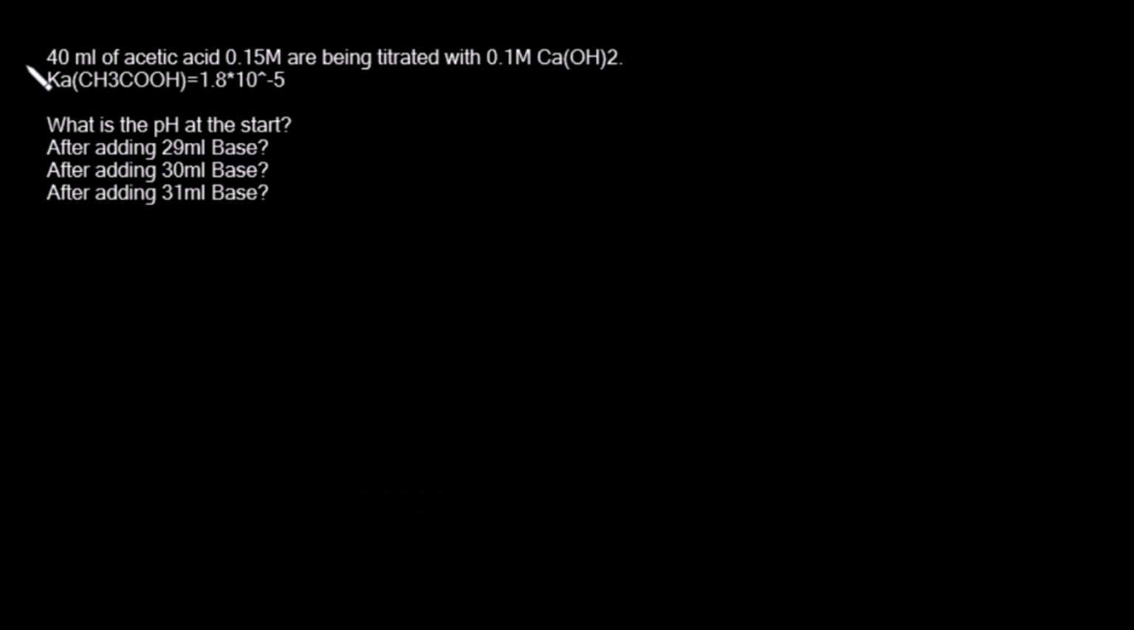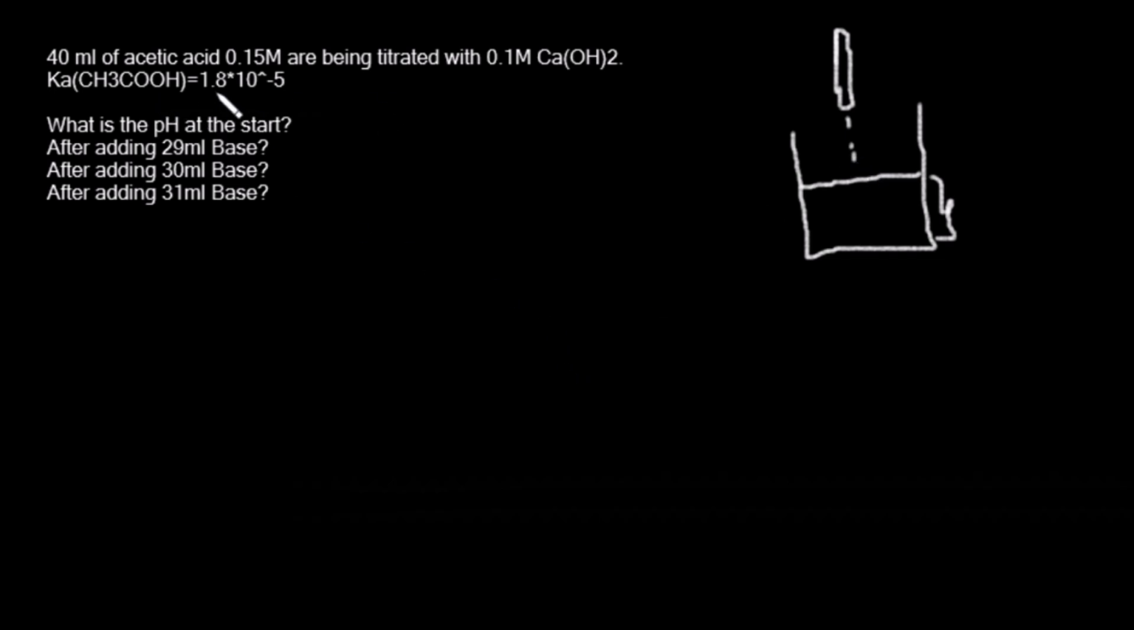So the question is 40 milliliters of acetic acid, which is a weak acid, CH3COOH, an organic acid with a concentration of 0.15 molar, being titrated with a strong base, which is calcium hydroxide that has a concentration of 0.1, and the Ka of the weak acid is given, of course. It's always better to draw what's going on. So here we have 40 milliliters of the weak acid, and we're titrating it with strong base.